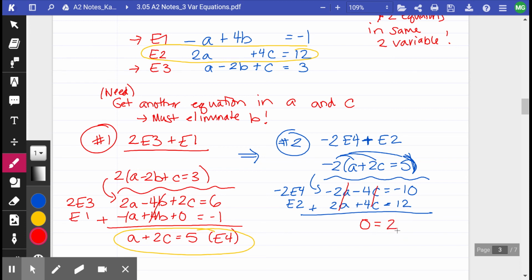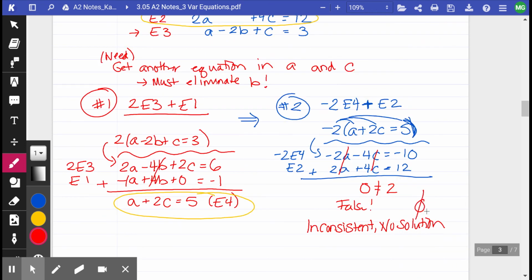Huh. All my variables just dropped out. And is 0 equal to 2? No. So if you end up with a false statement, then we know that it is, we call it inconsistent, and there is no solution. Or you can do the circle with the slash through it.